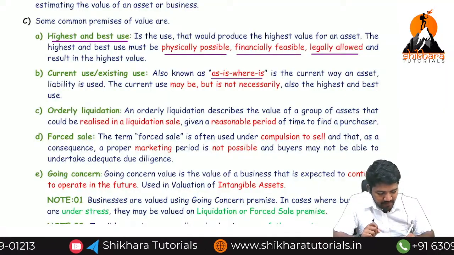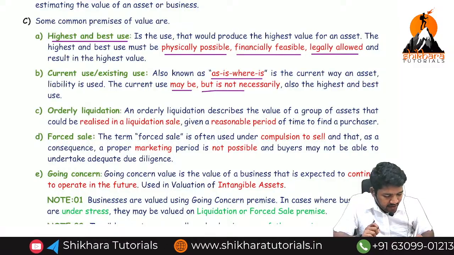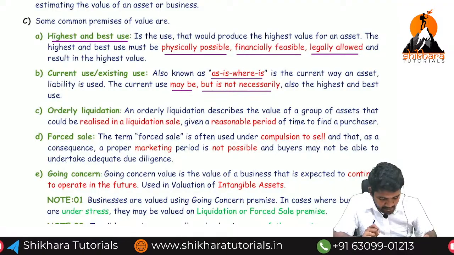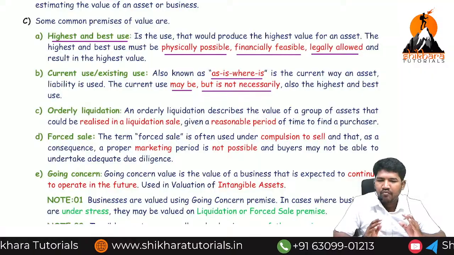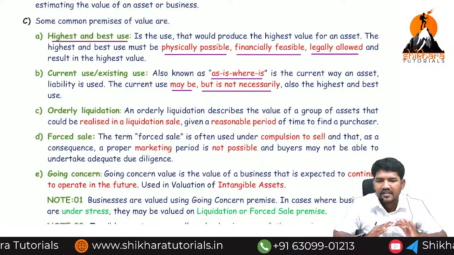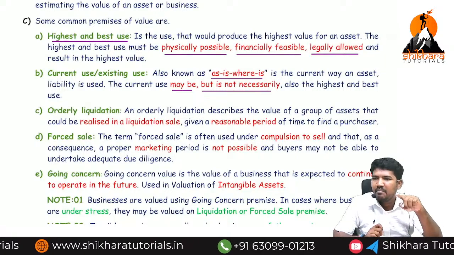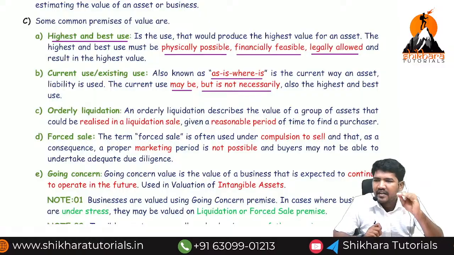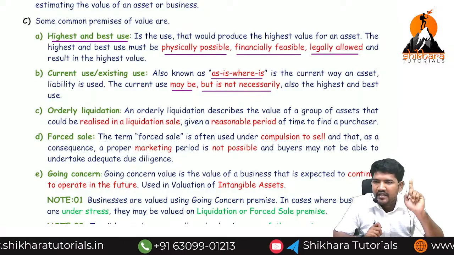Next, the point is important. The current use may be, but is not necessarily, also the highest and best use. So here I am not focusing on the future. I am focusing only on current, is the meaning of that sentence. I'm not focusing on the highest and best use. I am focusing only on current use. Are you clear? The words are important: may be, but is not necessarily.